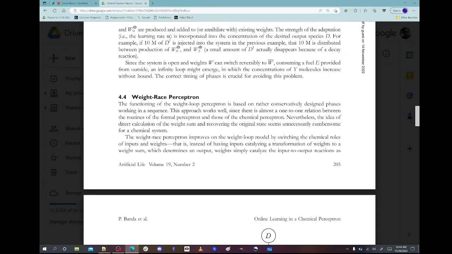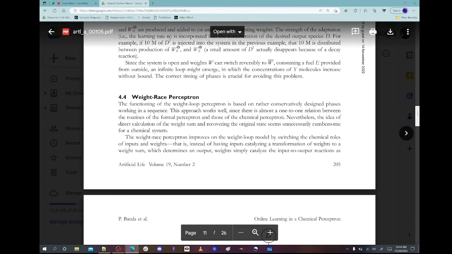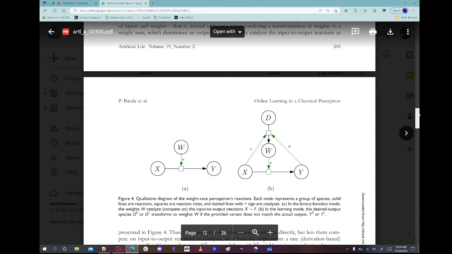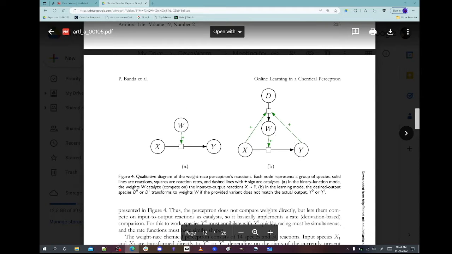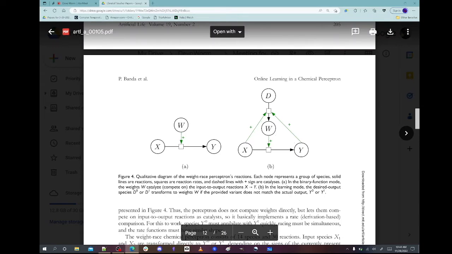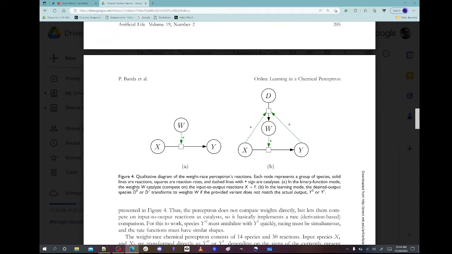The weight race perceptron improves upon the weight loop perceptron by switching the chemical roles of inputs and weights. That is, instead of having inputs catalyzing a transformation of weights to a weight sum, which determines an output, weights simply catalyze the input to output reactions, as presented in figure 4, which is this figure here. It shows this process where in a binary mode function, the weights W catalyze or compete on the input-output reactions of X and Y. So X and W compete, and then there's an output Y.